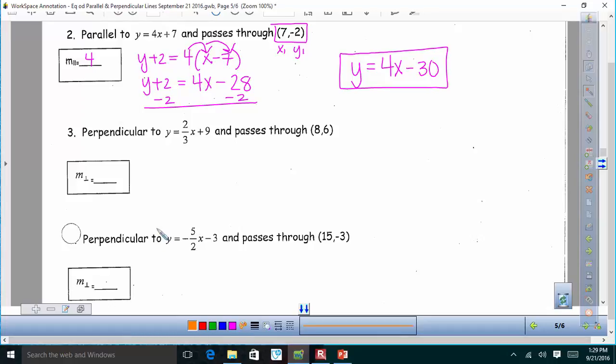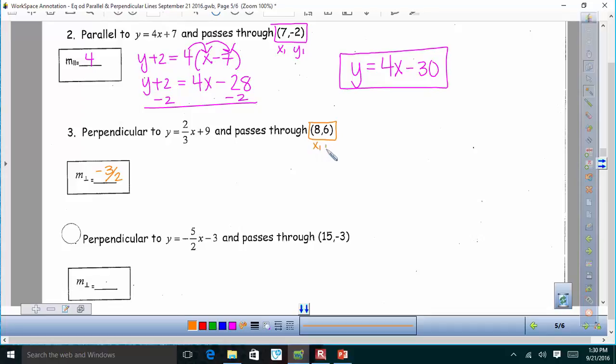Okay, so let's try a perpendicular this time. So number 3, it asked me for a line perpendicular to y equals 2/3 x plus 9 and passes through 8, 6. So what would the slope look like if it was perpendicular? Hunter? Very good. -3/2. So it's the opposite sign and the reciprocal. So when I plug in, what would my equation look like?